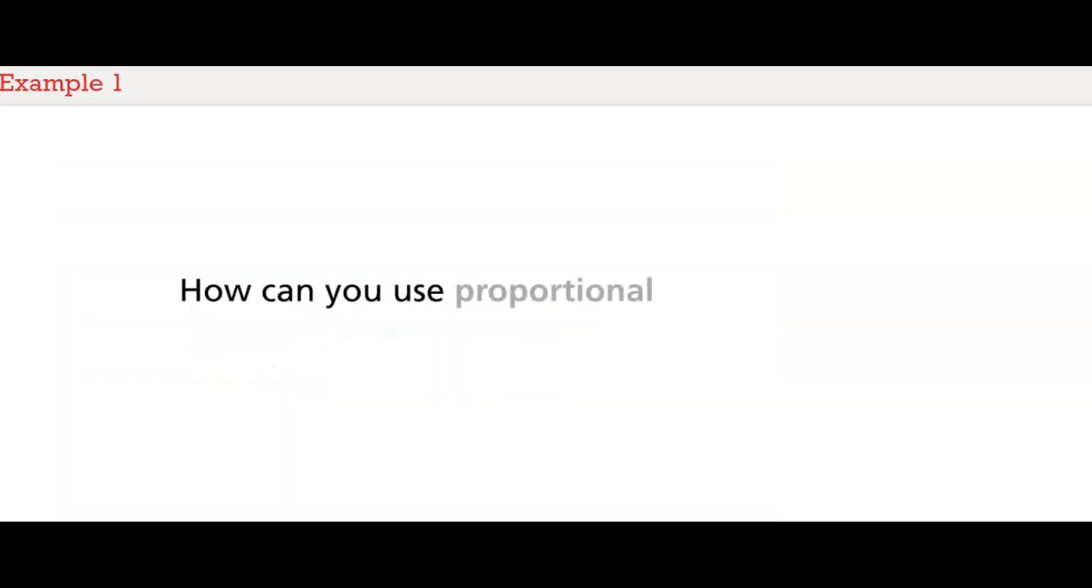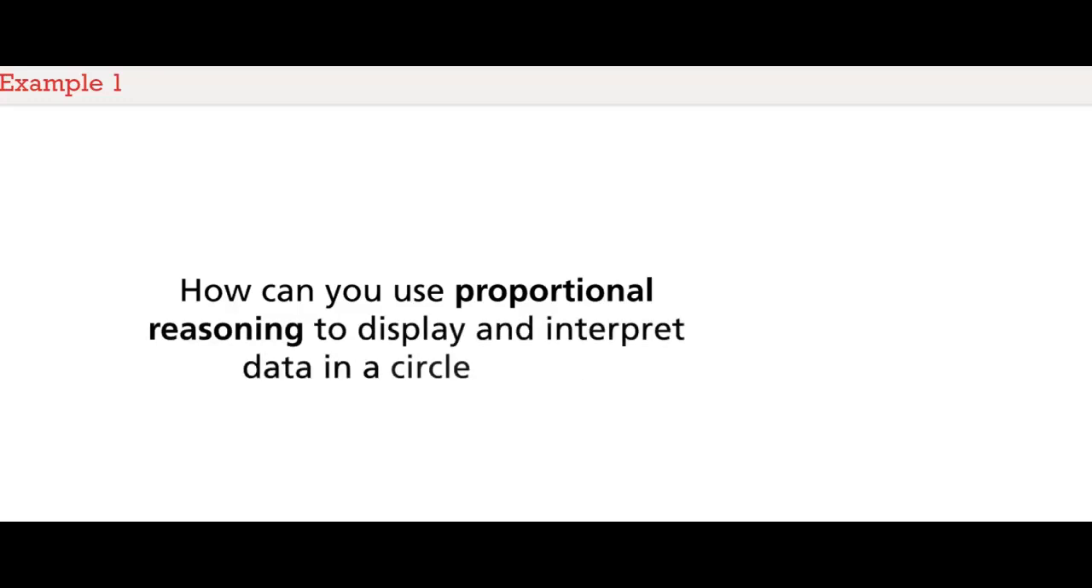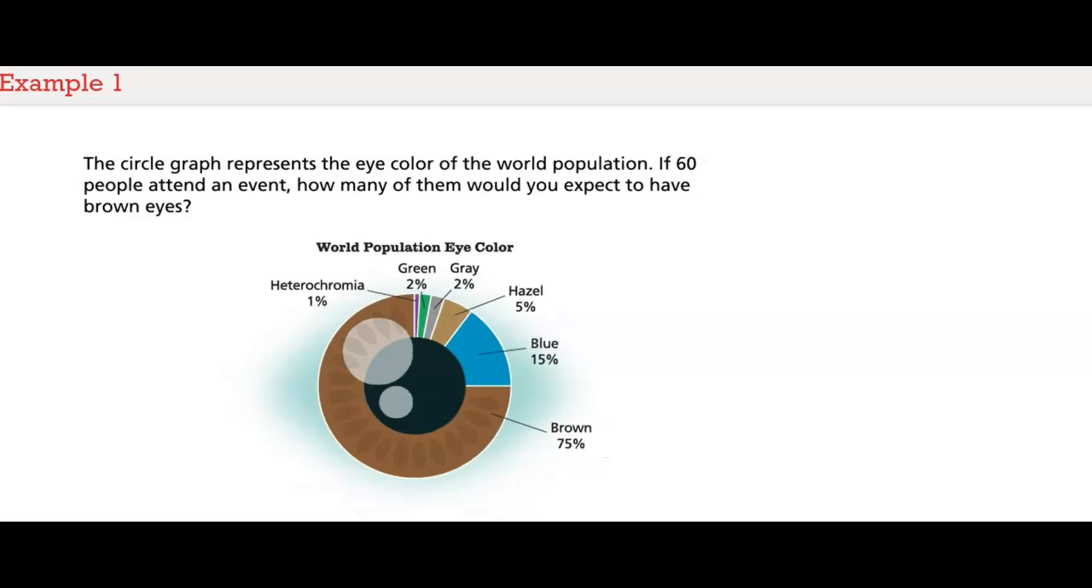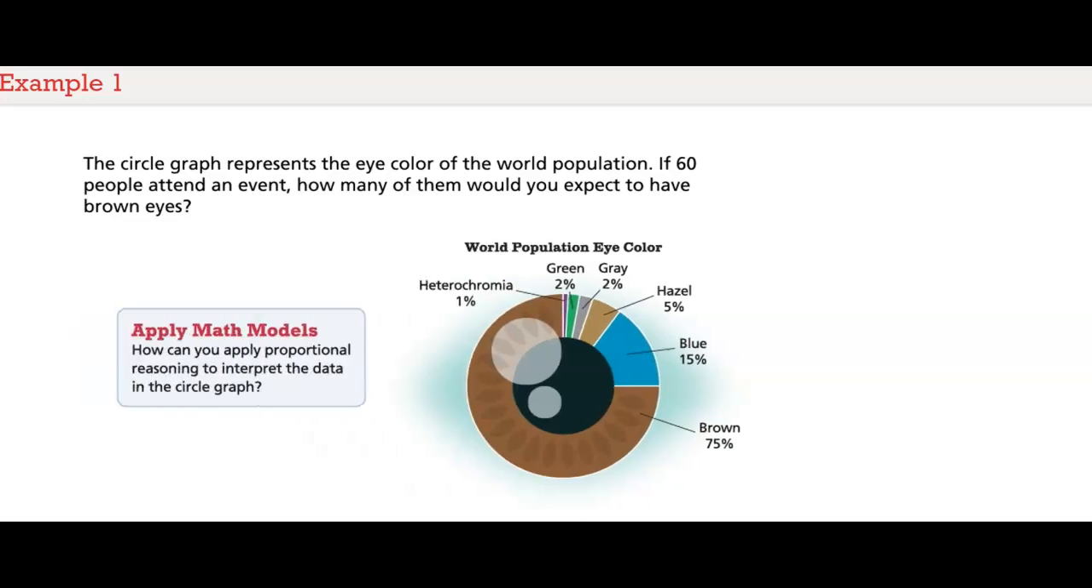How can you use proportional reasoning to display and interpret data in a circle graph? Think about this question during the lesson. The circle graph represents the eye color of the world population. If 60 people attend an event, how many of them would you expect to have brown eyes? How can you apply proportional reasoning to interpret the data in the circle graph?